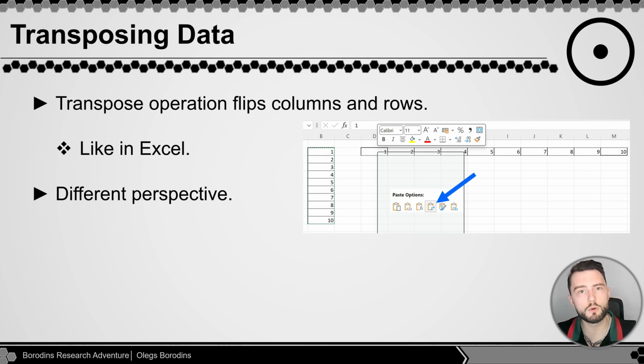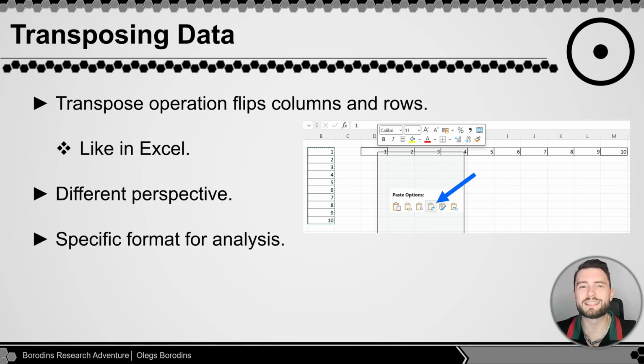Sometimes with small data sets, you can look at the data from a different angle to understand it better. And obviously, different statistical analyses require your data to be formatted in a specific way. And sometimes you would need to change columns to rows or rows to columns for it to be processed.